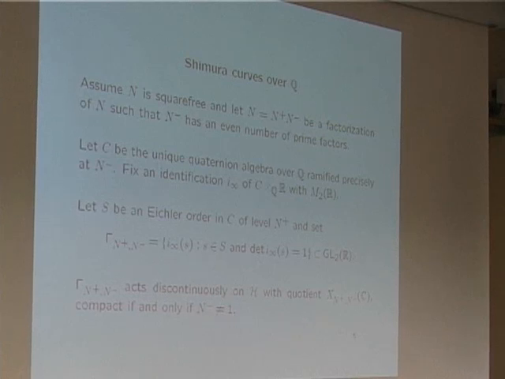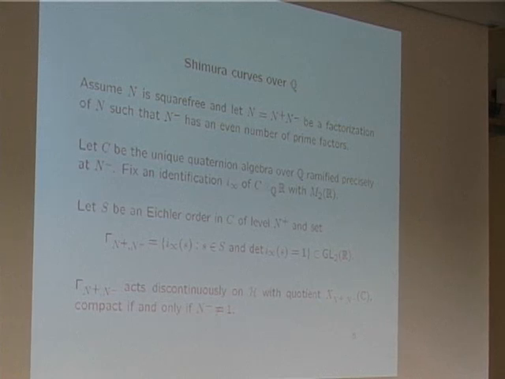Now, from now on let's assume that n is square-free. This is a very convenient assumption. And let n plus, n minus be a factorization of n in such a way that n minus has an even number of prime factors. For the moment, let's even allow 0 prime factors. And let C be the unique quaternion algebra over Q ramified precisely at the primes dividing n minus.